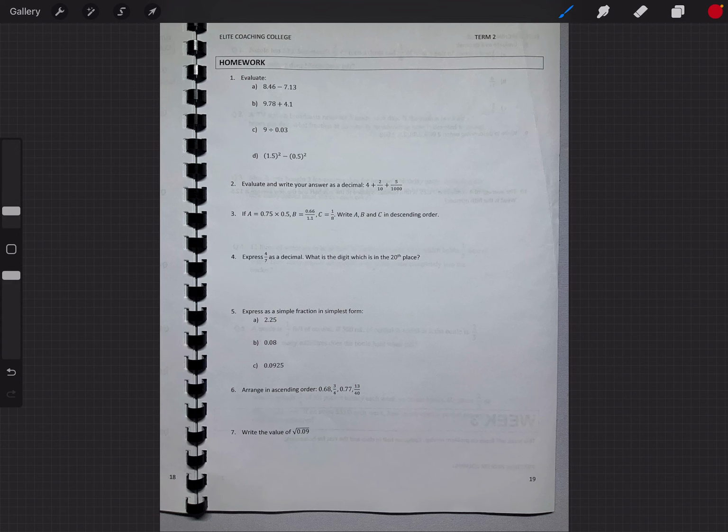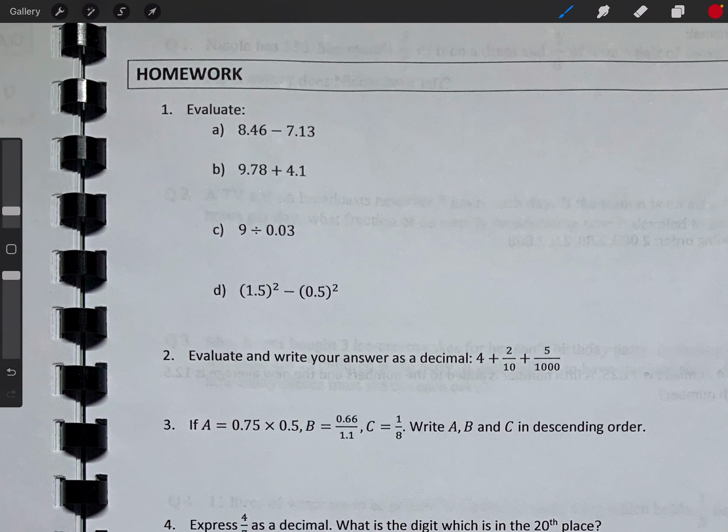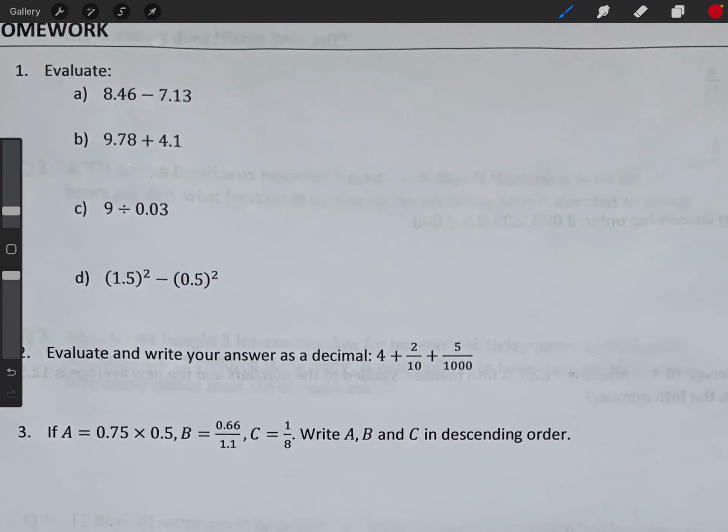On page 19, question 1 says evaluate, which means find the answer to 8.46 take away 7.13. To do these kinds of subtractions or additions with decimals, just write it like this: 8.46 and 7.13. Just make sure that the decimals line up.